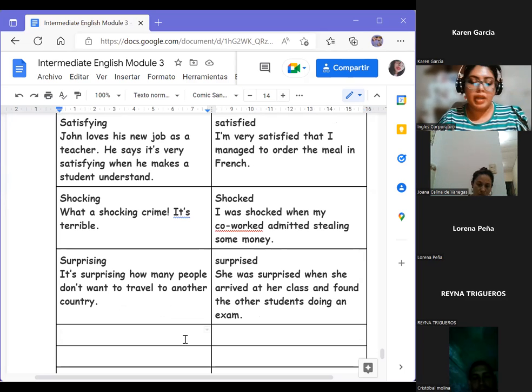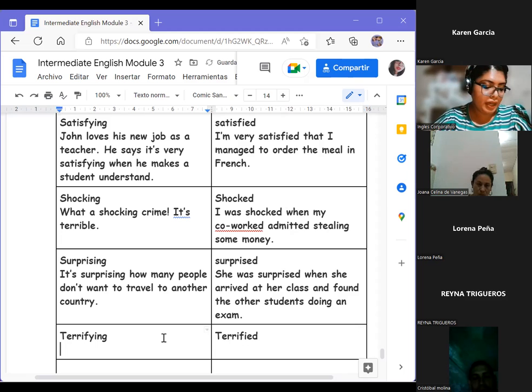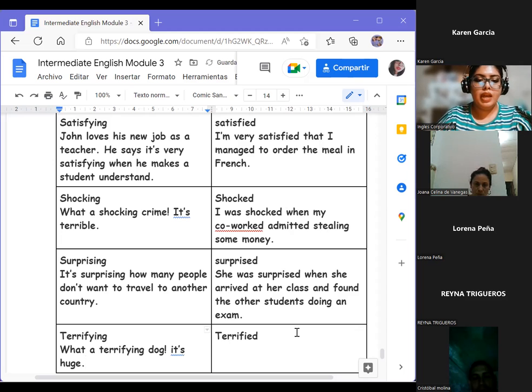And we have just three more and we are going to end. So we have terrifying and terrified. For terrifying, we have, what a terrifying dog, it's cute. And for terrified, my little son is terrified of the dark. We always leave a light on in his room at night.